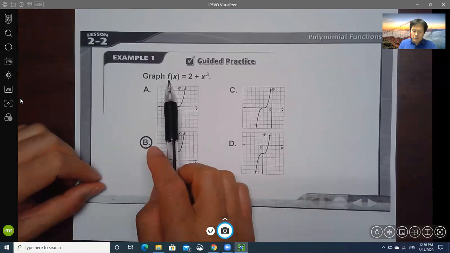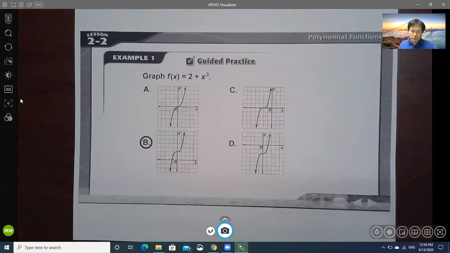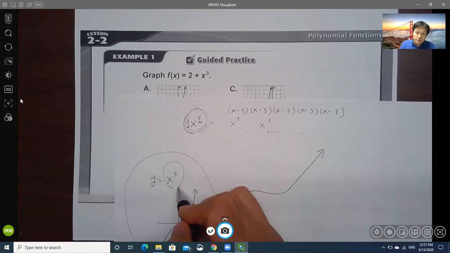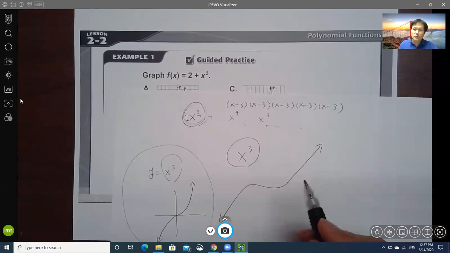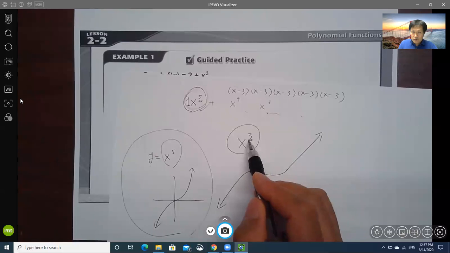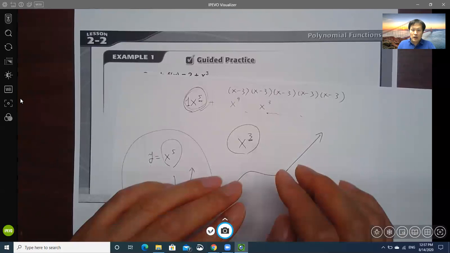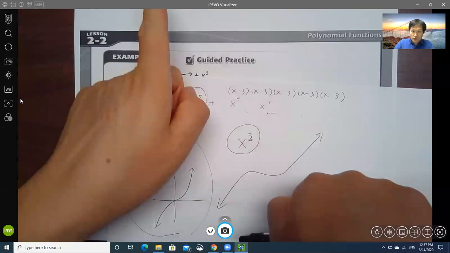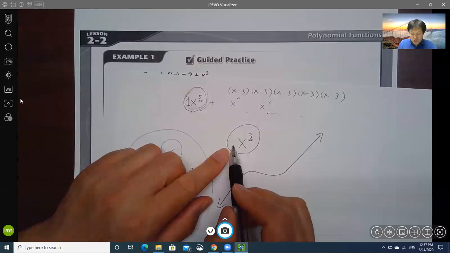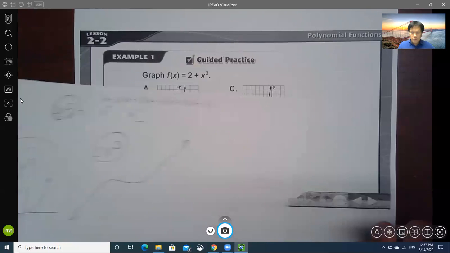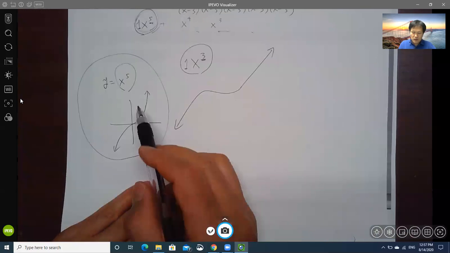Okay, graph f of x equal to 2 plus x to the 3rd power. So x to the 5th power, x to the 3rd power, they share exactly similar structure of the shape. Odd power, meaning left hand, right hand will go opposite direction. One goes up, one goes down. Leading coefficient is 1. So right hand gotta go up, left hand gotta go down. The shape will be exactly the same as this.